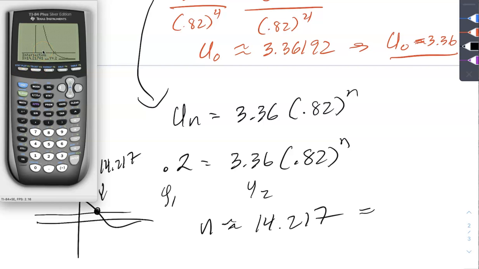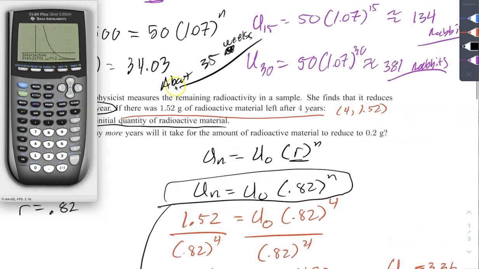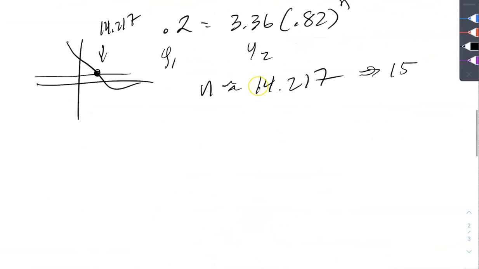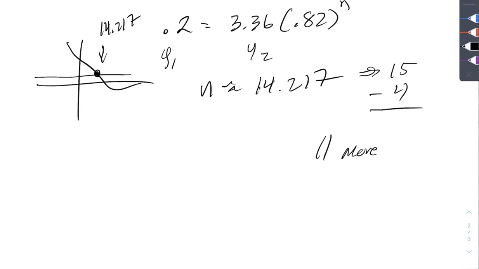Now, before I say my answer is 14, I guess 15 would be right, because I have to round up, because that's when it's actually going to cross. So 15. Remember what the question actually asked: how many more years? They italicized it for you. More years. So it's 4 years to get to there. So after 4 years, it'll be 15 minus 4, so 11 more years. About 11 more years. There we go.